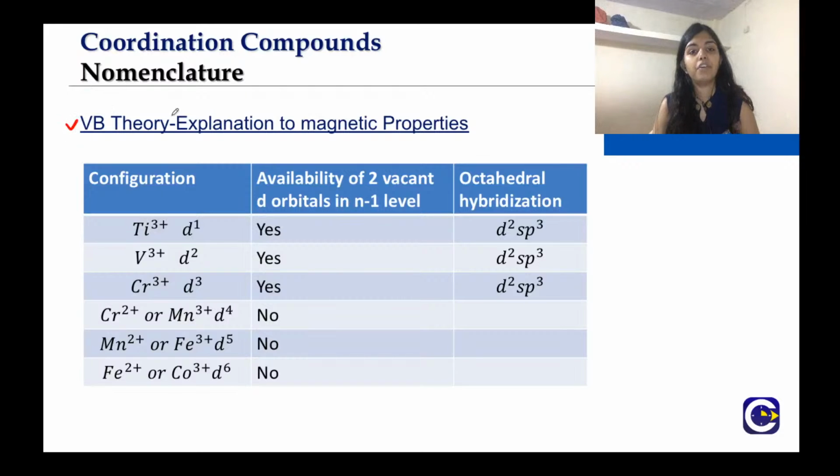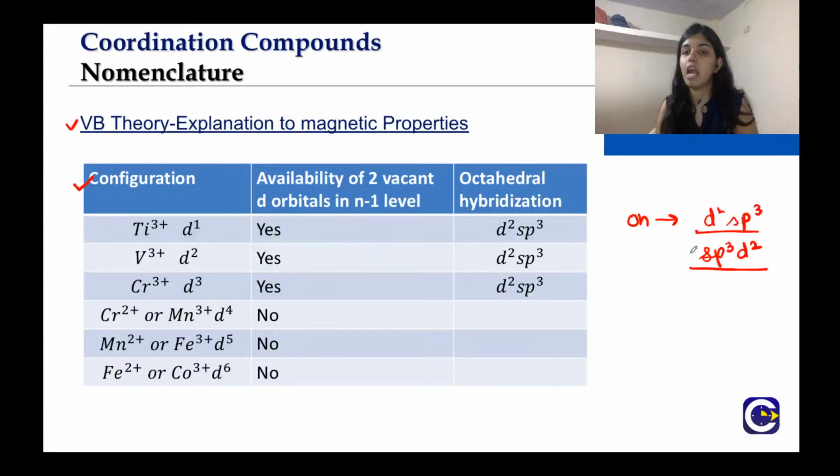So VBT theory, first we will explain according to the magnetic properties. Here, we will see the hybridization on the basis of configuration, and we will find out whether two vacant d orbitals are available in the n-1 level or not. We have studied that in octahedral complexes you may find two types of hybridization, that is d2sp3 and sp3d2, right? d2sp3 will be when inner d orbitals are used and sp3d2 will be when outer d orbitals are used. This much we have covered in the previous session.